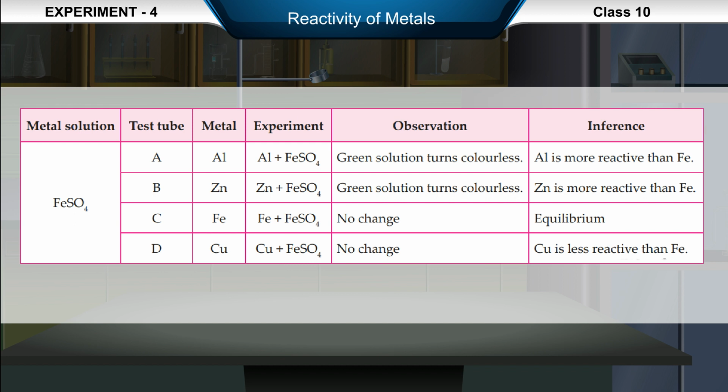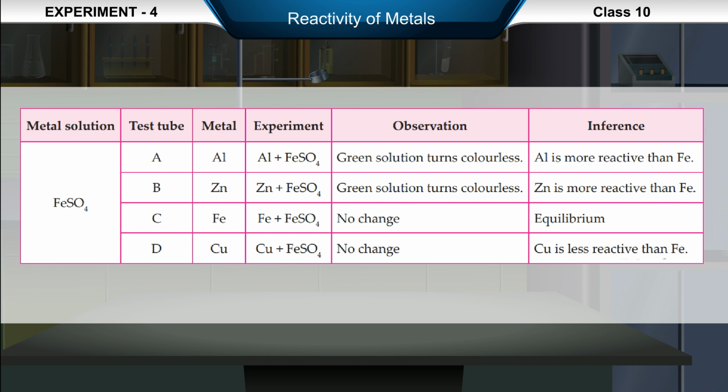Test tube C. Metal: iron. Experiment: Fe plus FeSO4. Observation: no change. Inference: equilibrium.